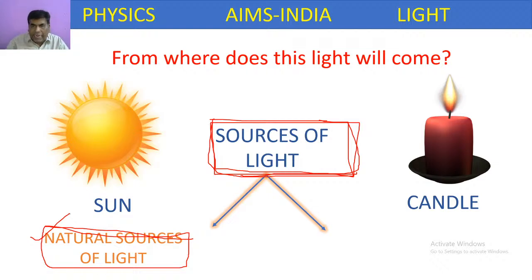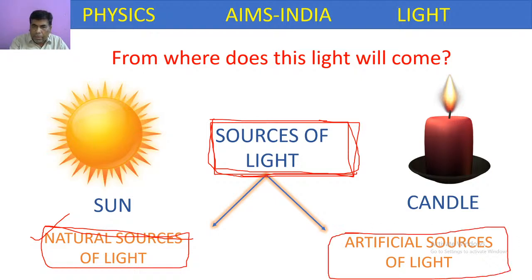Whereas candle is an artificial source of light, because it does not exist naturally in nature. Man has created objects like candle. That's why it is considered as an artificial source of light. So here we have two sources of light. The objects which emit light by themselves are called natural sources of light. The objects which are man-made and emit light are considered as artificial sources of light.